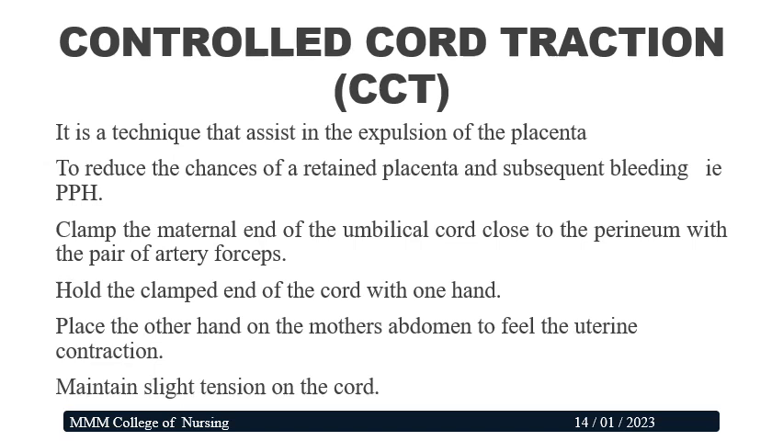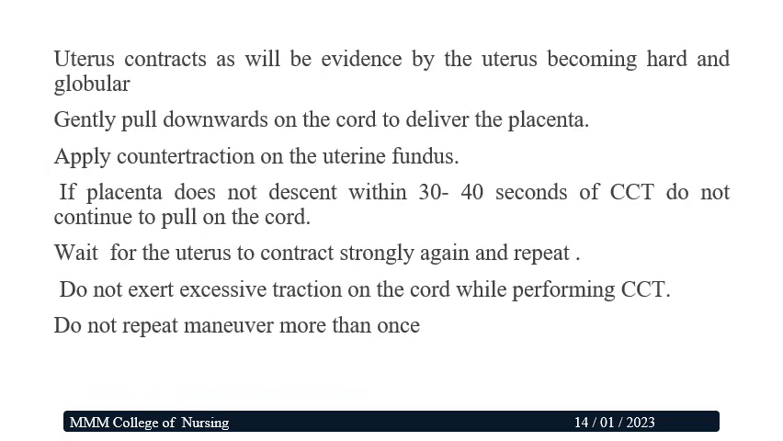Next is the CCT, controlled cord traction. It is a technique that assists in the expulsion of the placenta to reduce the chances of retained placenta and subsequent bleeding, that is PPH. Clamp the maternal end of the umbilical cord close to the perineum with a pair of artery forceps. Hold the clamped end of the cord with one hand. Place the other hand on the mother's abdomen to feel the uterine contractions. Maintain slight tension on the cord. This is how the CCT must be performed.